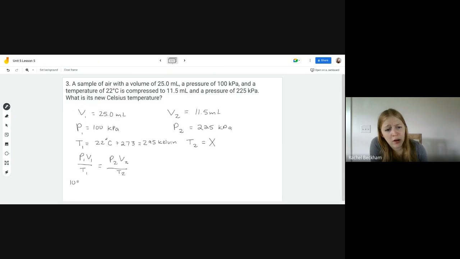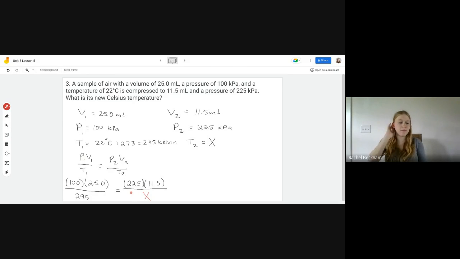So my P1 is 100. I'm going to remove the units just to be less confusing. My V1 is 25.0 milliliters. My T1 is 295 Kelvin. So P1 V1 over T1 equals P2, which is 225, times V2 divided by T2, which is my X. So I need to get X by itself, and it is on the bottom. There are multiple ways that you can simplify this and solve for X. What I would do, it's just me, I would go ahead and punch all the numbers in.